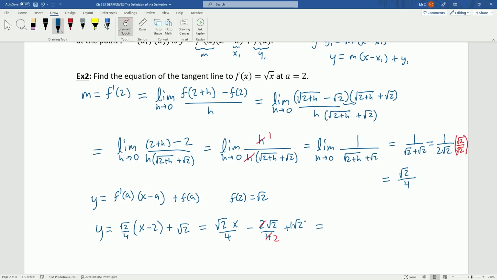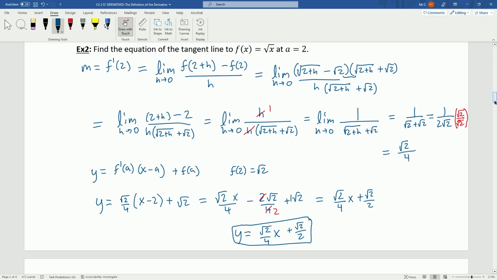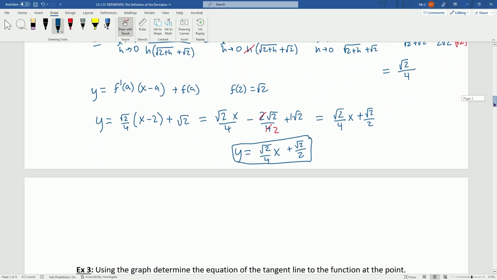Now if I have an entire root 2 and I subtract half of a root 2, I should get left with a positive 1/2 root 2. So in other words, if I rewrite this a little cleaner, y equals root 2 over 4x plus root 2 over 2 is the equation for our line. All right, so that's it for example number 2.